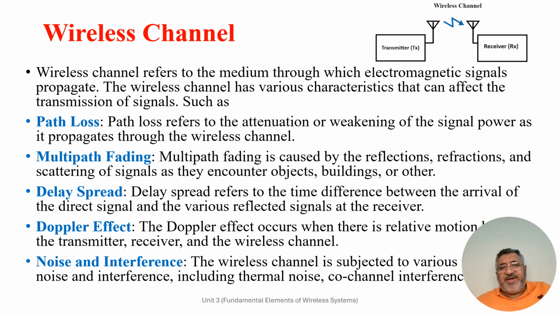Similarly, multipath fading is a phenomenon that occurs when a signal encounters objects, buildings, or any other civil structure, resulting in reflection, refraction, and scattering. Delay spread is a temporal disparity between the arrival of the primary signal and the multiple reflected signals at the receiver. Similarly, the Doppler effect is also observed when there is a relative motion between the transmitter, receiver, and wireless channel.